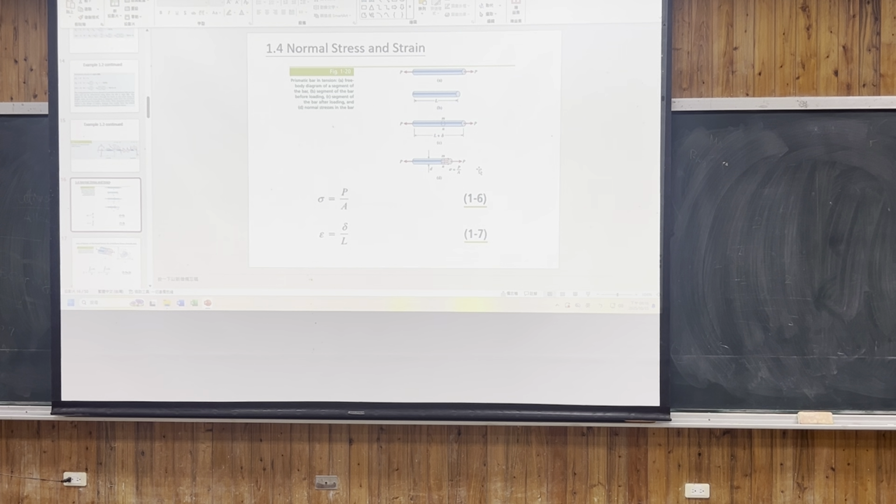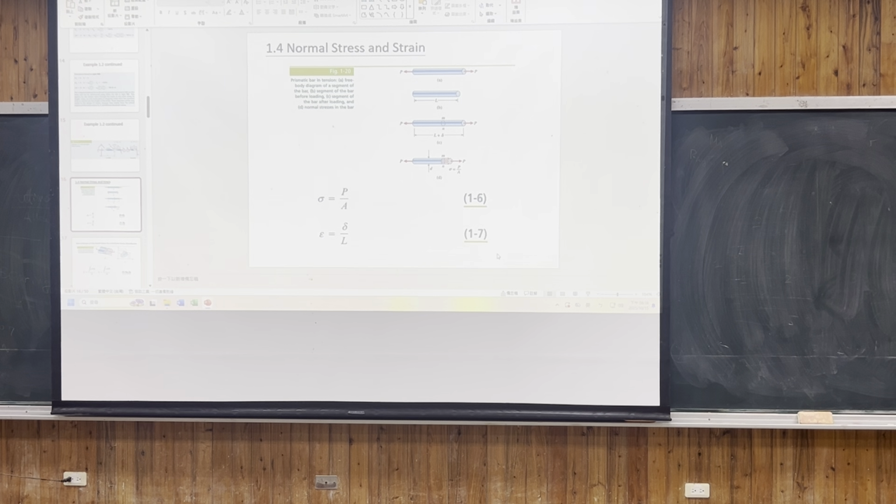Then the normal stress and strain. This is the most important part. It will affect chapter 2 a lot, since we are talking about deflection, strain, stress, force. Stress is defined as force per area, and strain is elongation over the total length. Keep in mind that when we talk about strain in this course, we are talking about the engineering strain. What is it?